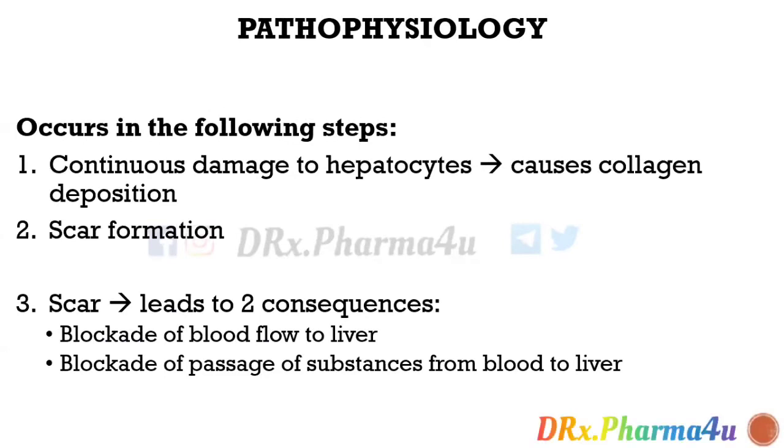If you look at the pathophysiology, continuous damage to the hepatocytes causes collagen deposition, and this collagen deposition leads to scar formation, and that is called fibrosis. So it is a continuous damage. And scar leads to two consequences. Number one, it is the blockade of blood flow to the liver. And definitely if blood flow to the liver is blocked, the cells will get further damage because they are not receiving nutrition.